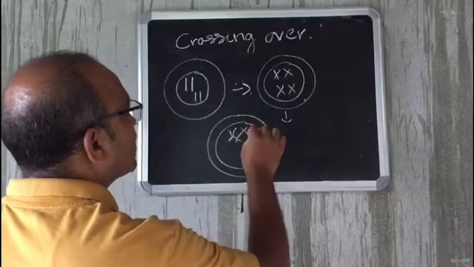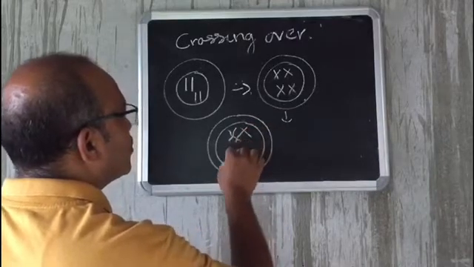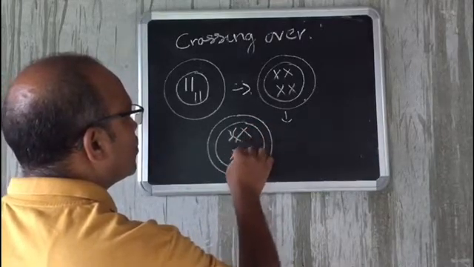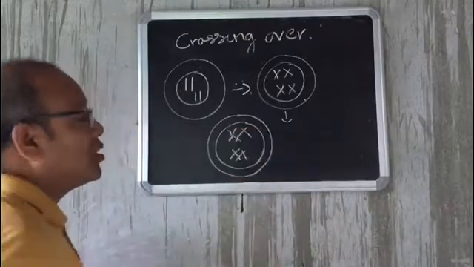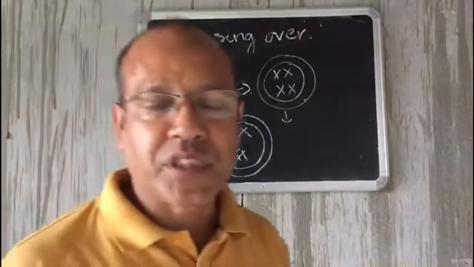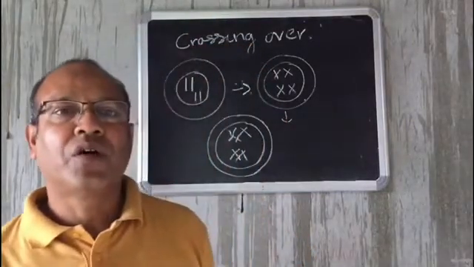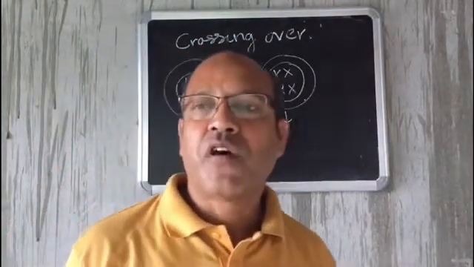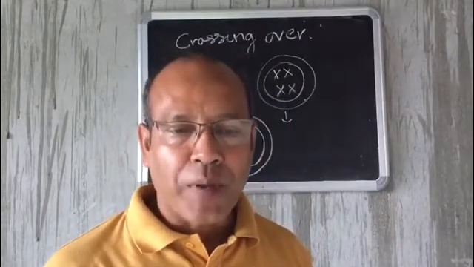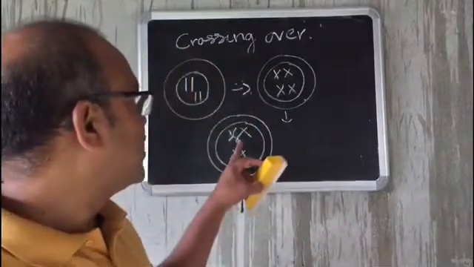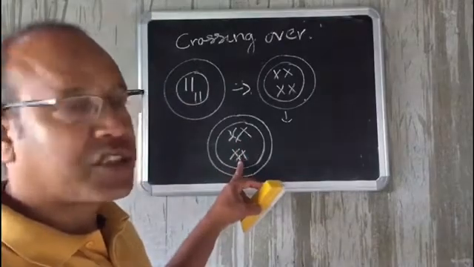So they overlap like this. This overlapping is called synapsis. It is formed by a synaptonemal complex. During the Pachytene stage, they overlap like this.